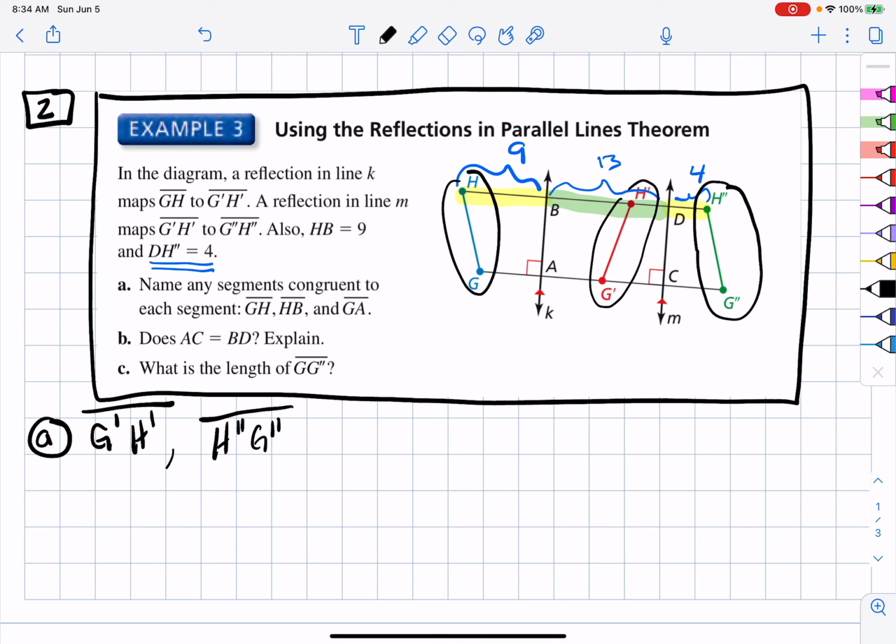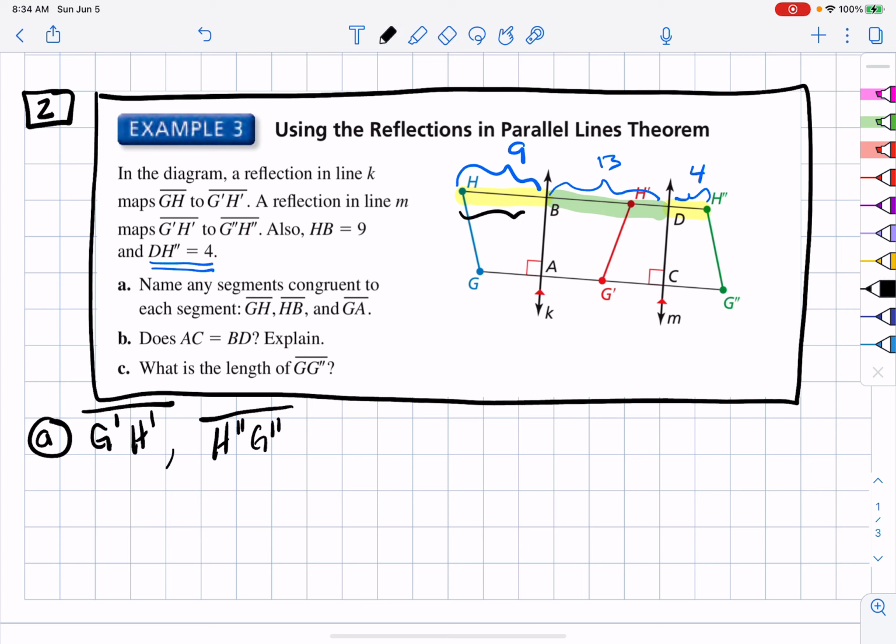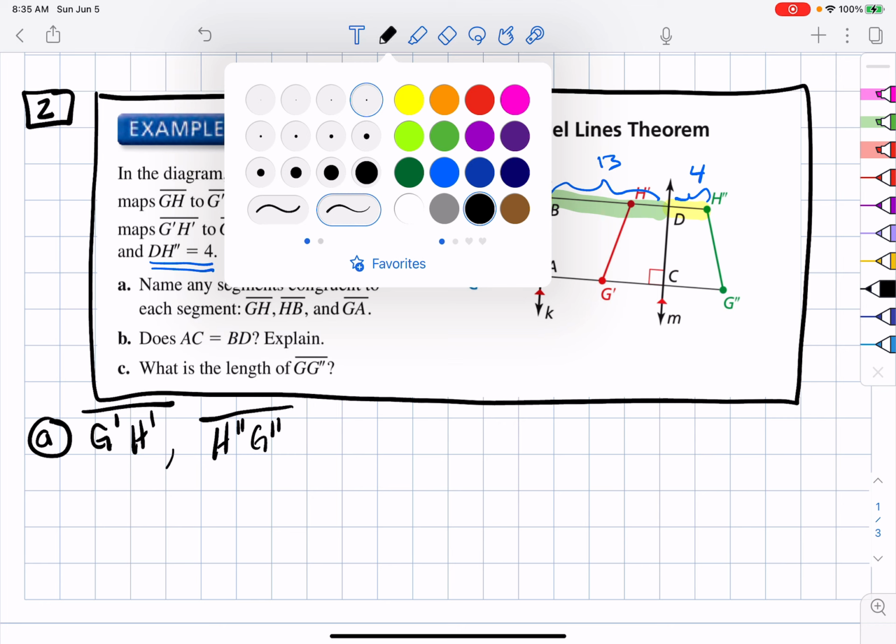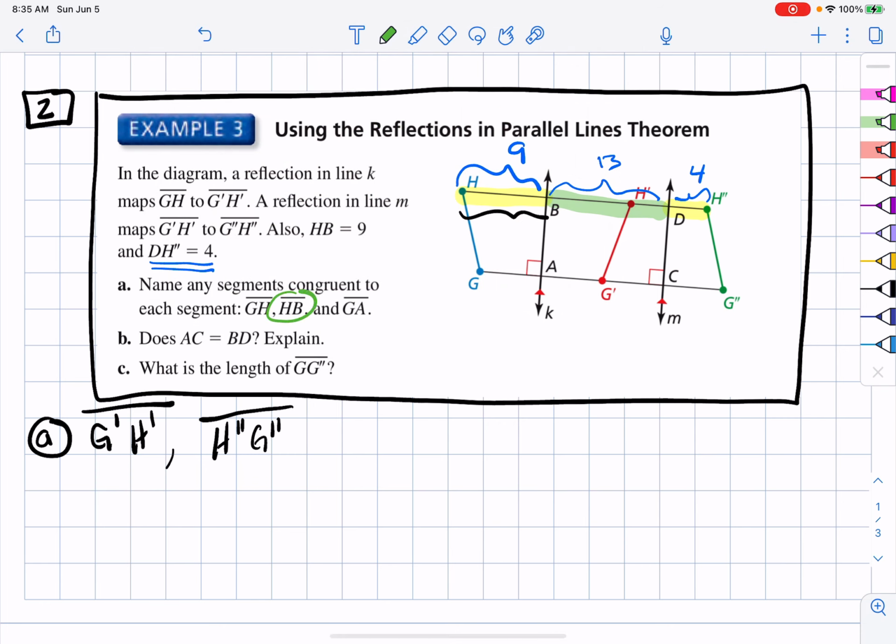What about segments that are congruent to HB? So segment HB, let me get rid of these real quick for you. Segment HB is going from here to here. So that's worth 9 units that we're working with there. We're trying to figure out, are there any others that are worth 9 units as well? HB is 9 units. That's the same thing as H prime to B right over here. So H prime to B will also be worth 9 units.